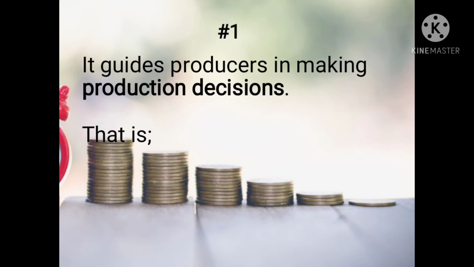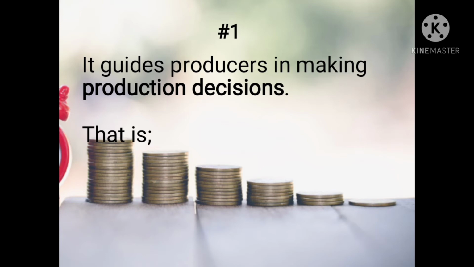But also, where does he produce this commodity from? That is, where to produce. Is he choosing to produce the commodity near the market or near the source of raw materials? That is a decision that can be made using the concept of opportunity cost.